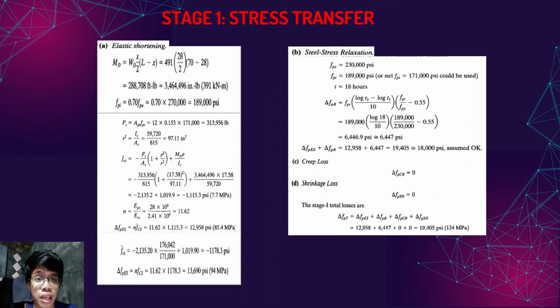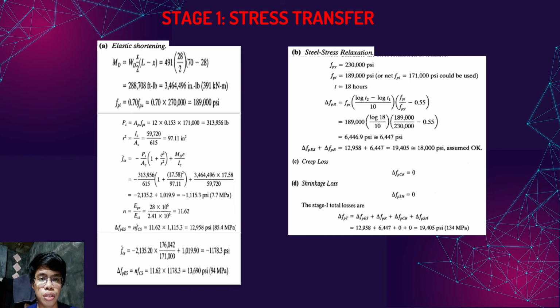And we have to solve for the fcs again. Solving for that, we will have negative 1,178.3 psi. And then resolving for the prestress loss due to elastic shortening, we get 13,690. Comparing that to the previous prestress loss due to elastic shortening, we have a small difference of negative 6%. So the assumption of a 10% loss at the beginning in estimating P sub i equals 0.9 of P sub j would have been adequate.